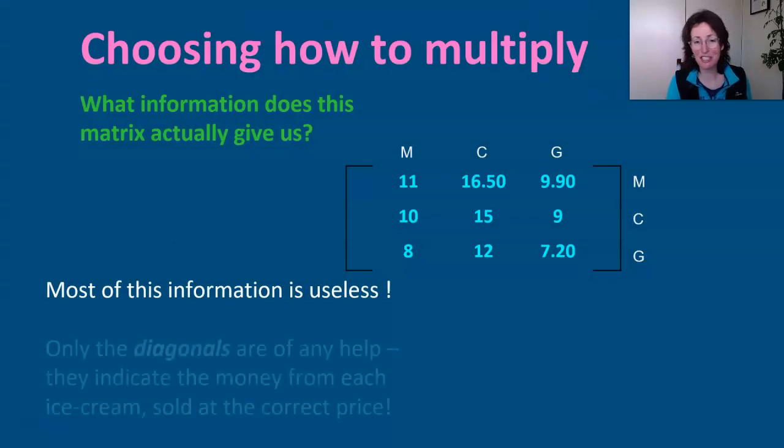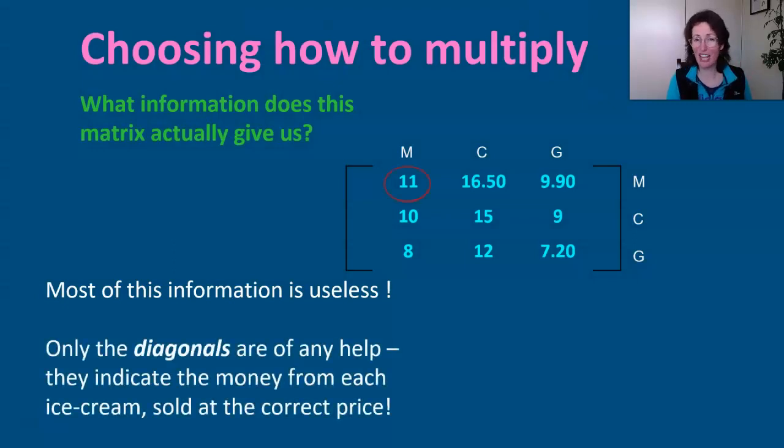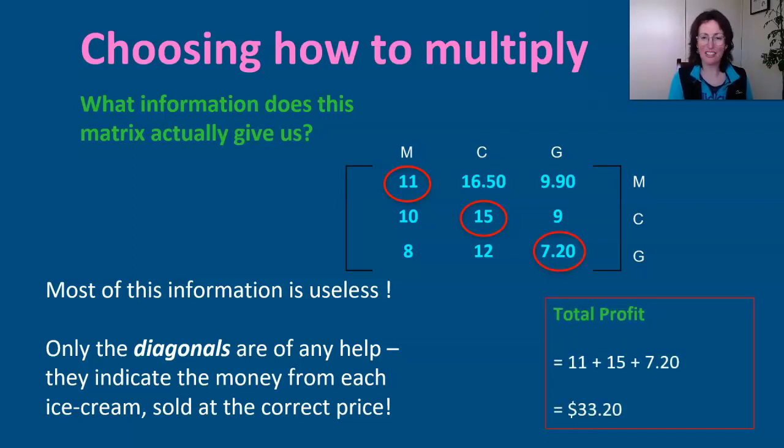So as we've said there, most of that is useless. It's actually only the diagonals that help. It's the Magnums sold at a Magnum price, Cornettos at a Cornetto price, the Gaytimes at a Gaytime price, and then adding those 3 up to get this profit here. But if you didn't know just to look at that diagonal matrix, you might be very confused with all that extra information, and you might add them all up and claim that is the profit.